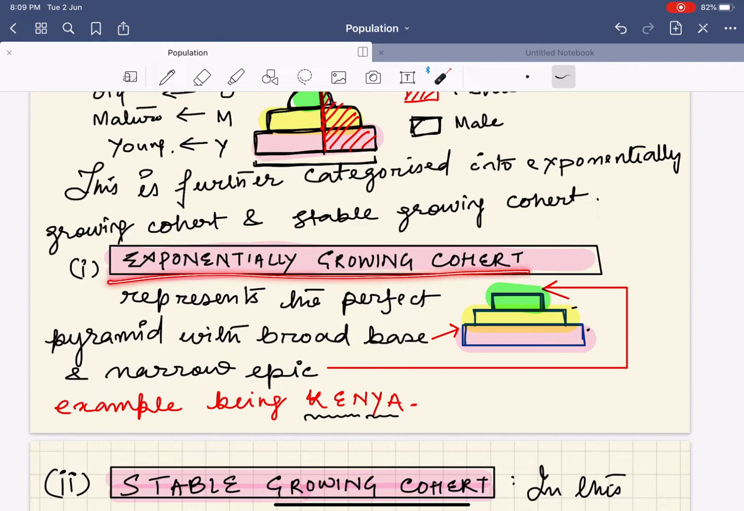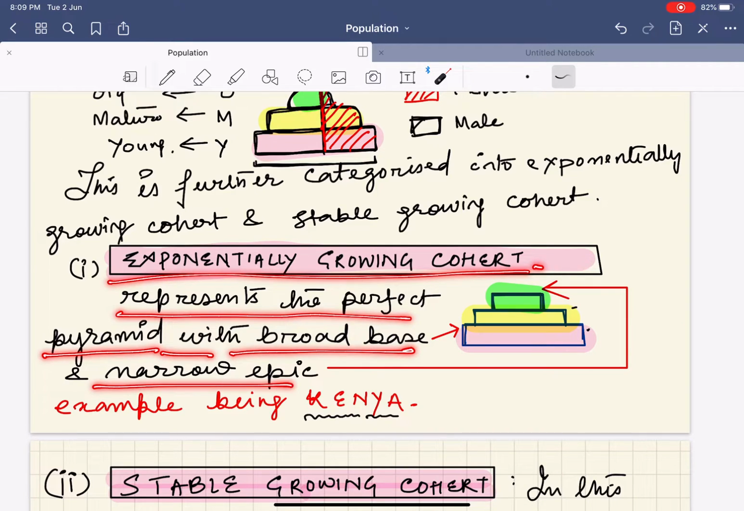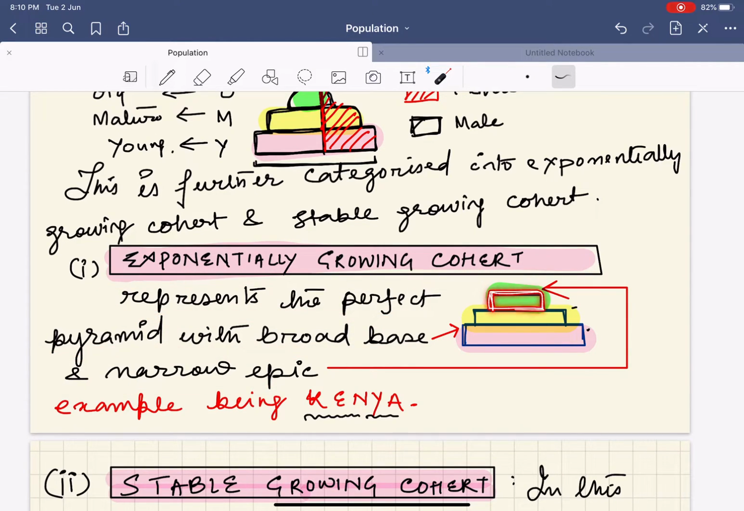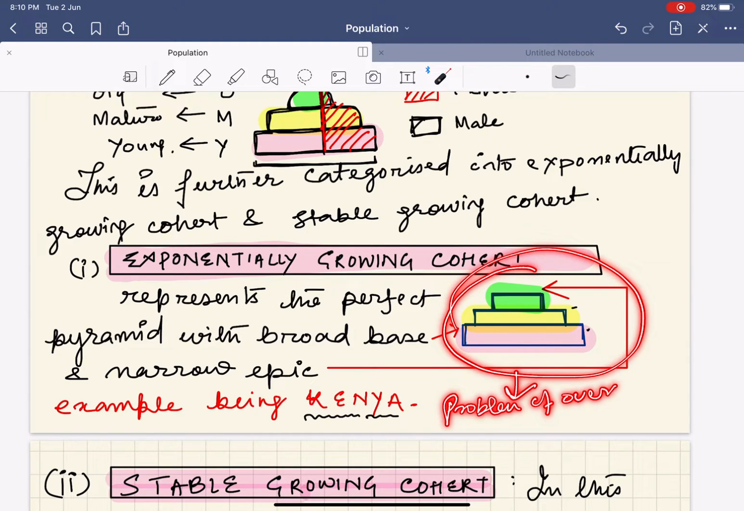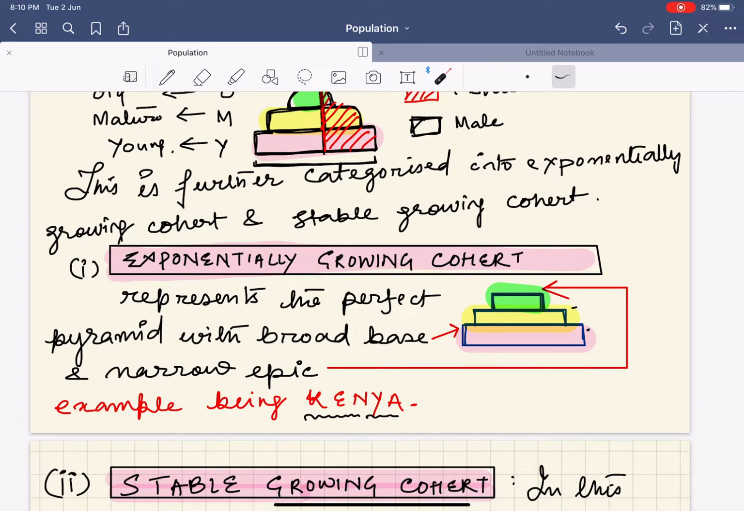So the exponentially growing cohort represents the perfect pyramid with a broad base and narrow apex. Narrow apex means the top portion is narrow, which shows that very little population is in the old age cohort, whereas the maximum population is in the young age cohort, and also that the population is exploding. Remember that this particular diagram we will use when we analyze the problems of overpopulation, and especially overpopulation is a major problem in your developing countries. Over here we have also given the example of Kenya, which will come under this exponentially growing cohort.